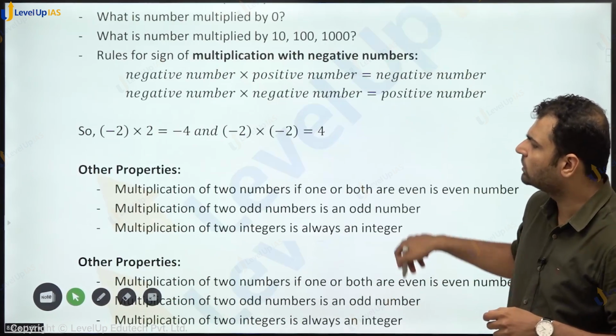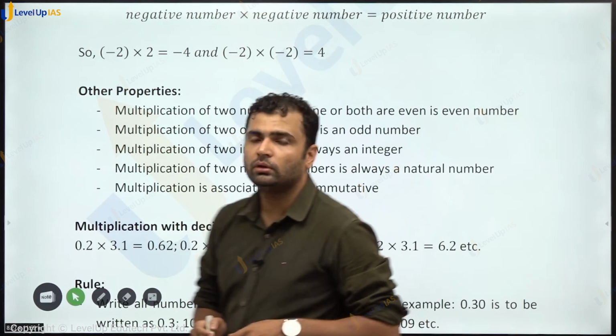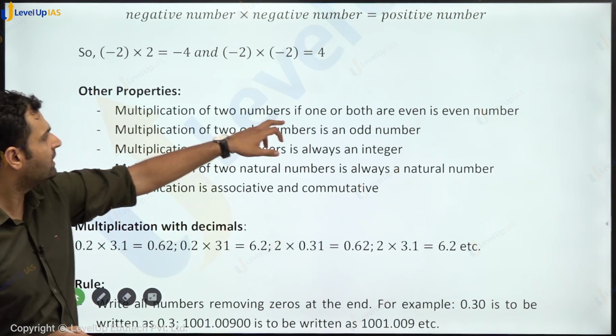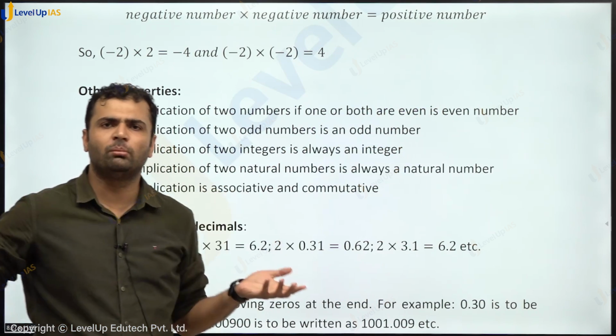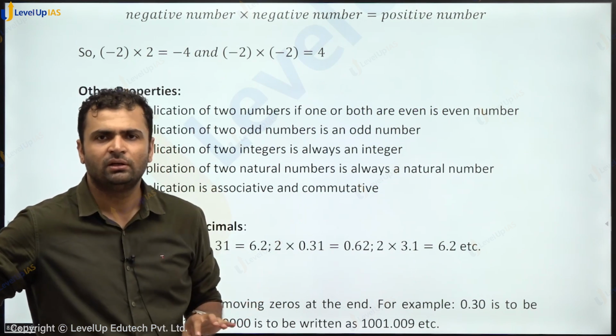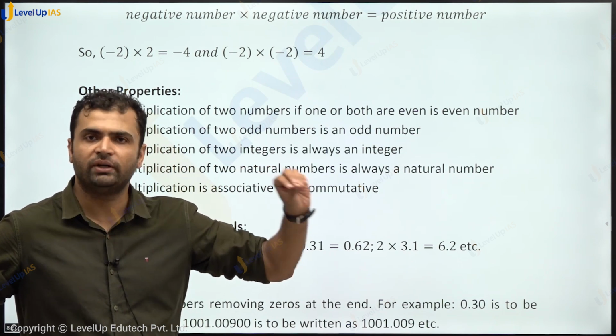Next, let us see some more properties of multiplication. Multiplication of two numbers, if one or both are even, is an even number. So if you are multiplying two numbers and any one of them is even or both of them are even, then that will give you an even number.